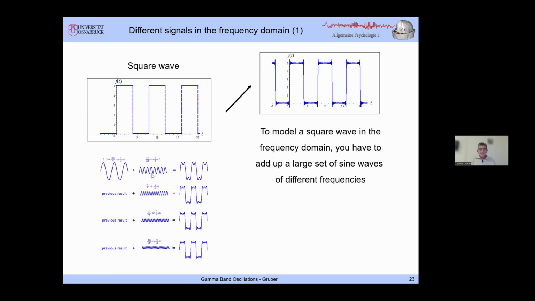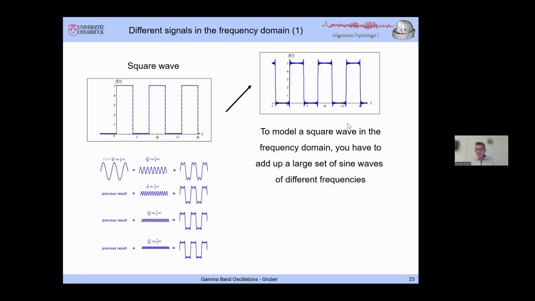And then I add a little bit of a faster oscillation to this sine wave, and then my signal looks like that. Then I take this previous result and add another fast oscillation. By adding, I really mean add, a simple plus operation. You add this and then it looks like this. Then you take this result and add another even faster oscillation. And you do that again. And now you see, the more fast oscillations you add, the more it looks like a square wave.